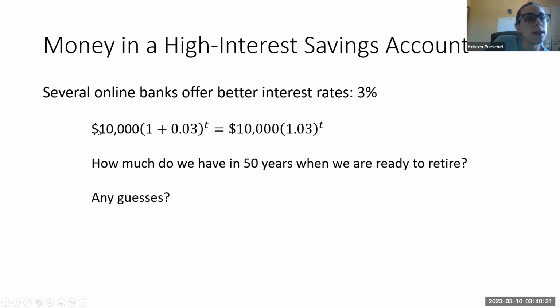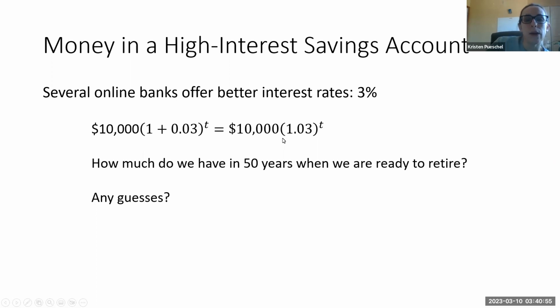So we started out with $10,000. Our base now is going to be 0.03. So we're expressing 3%. That's 3 over 100 in its decimal form and adding it to 1. And so this is our function.